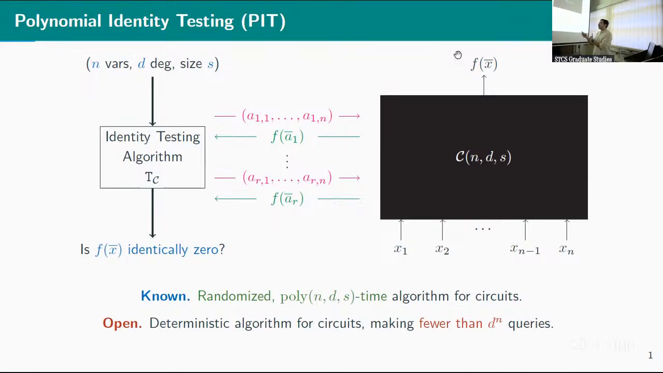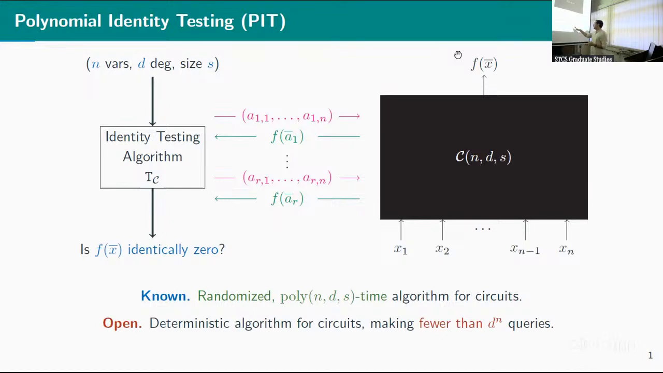But what is open is, because we believe that randomized algorithms can be de-randomized, what you want to do is to de-randomize at least this particular thing. Can you get a deterministic algorithm, which is also polynomial time? But we are very far away from it. In fact, for circuits or for any general enough model of computation, the best thing that we know is basically D to the n queries, which is just, you look at the Schwarz-Zippel lemma and you say, I'm just going to go over the entire set instead of picking randomly.